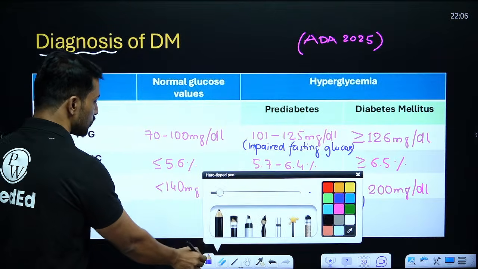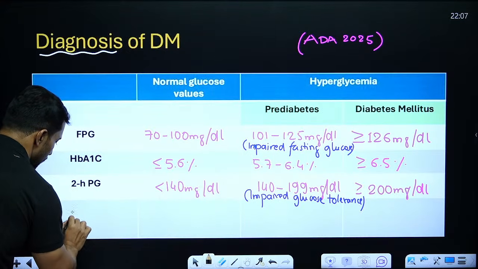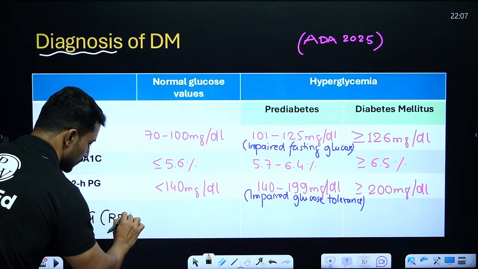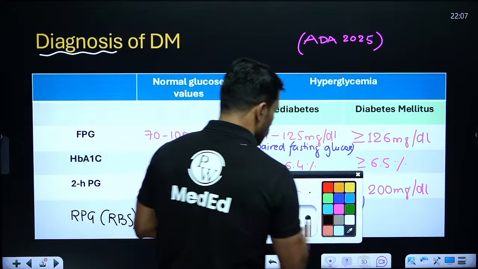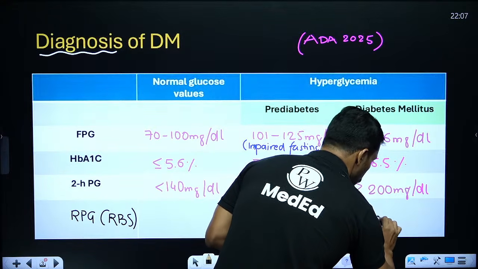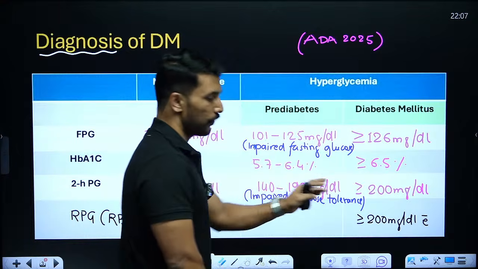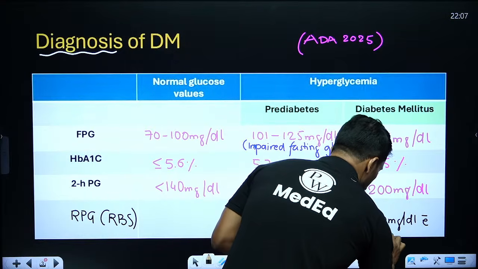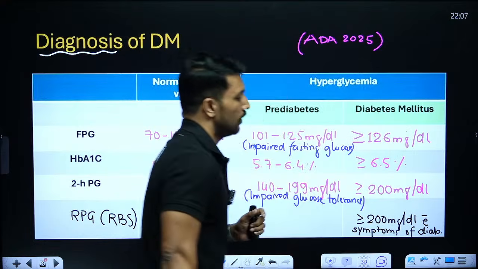Can I diagnose diabetes based on the random blood glucose levels as well? Yes, we can diagnose diabetes even based on the random plasma glucose, which in India we call random blood sugar or RBS. But there is a criteria here. What is the criteria? If the random blood sugar is more than or equal to 200 milligrams per deciliter with symptoms of diabetes, then we can diagnose the patient as having diabetes.